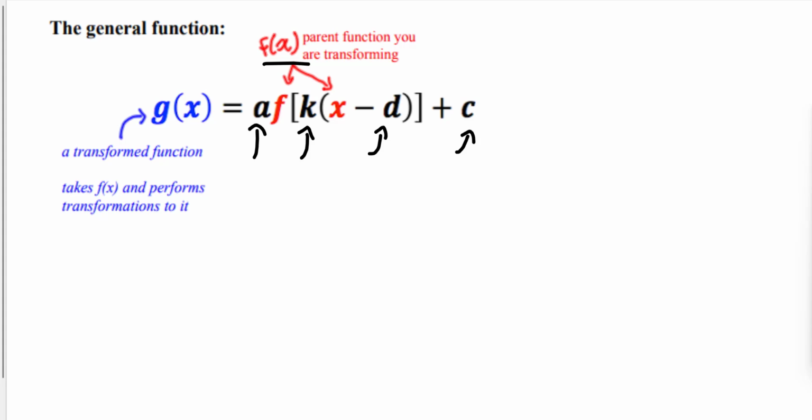All right, so your transformations come in a few different forms, a, k, d, and c. Some of these transformations vertically stretch the function. Some of them horizontally stretch or compress the function. Some of these reflect the function, and some of them move the function or translate the function up or down, left or right. And we're going to go over all 4 of these transformation values.